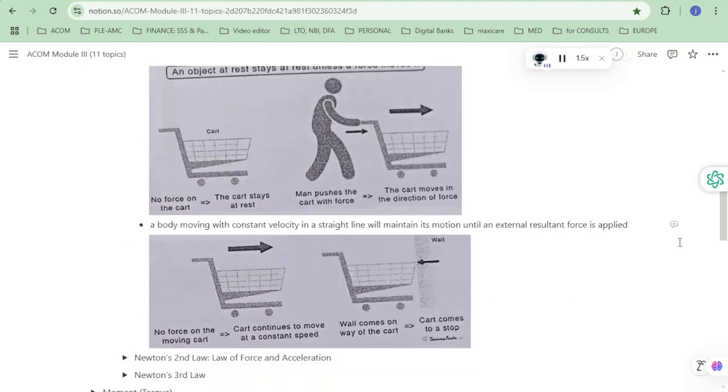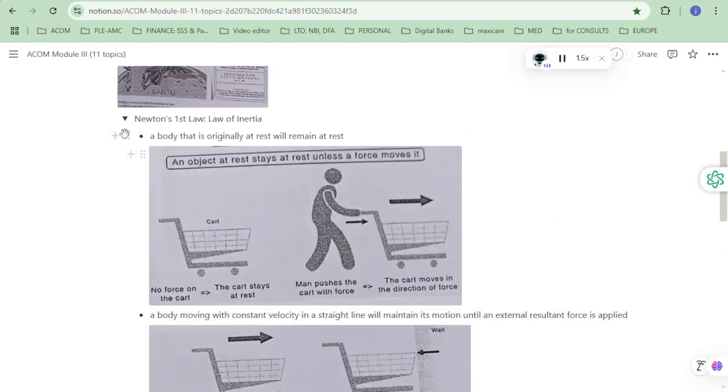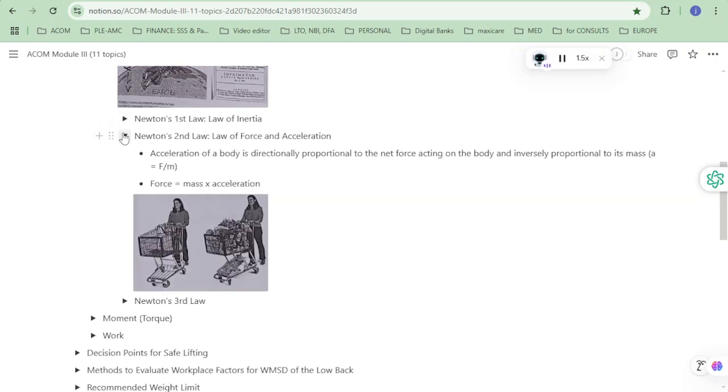A body moving with constant velocity in a straight line will maintain its motion until an external resultant force is applied. Newton's second law, law of force and acceleration. Acceleration of a body is directly proportional to the net force acting on the body and inversely proportional to its mass, a equals F/m. Force equals mass x acceleration.